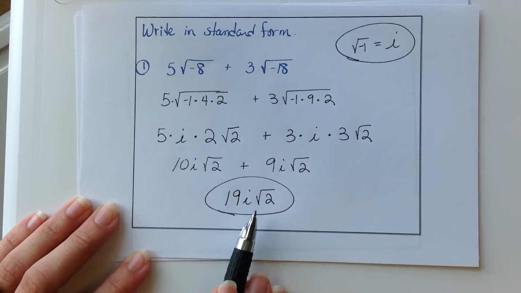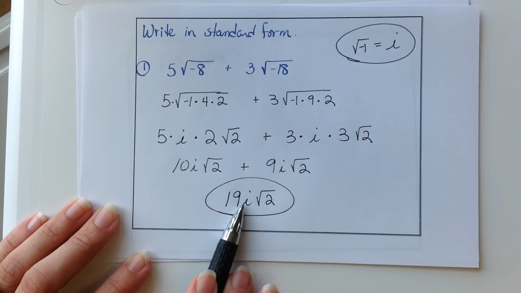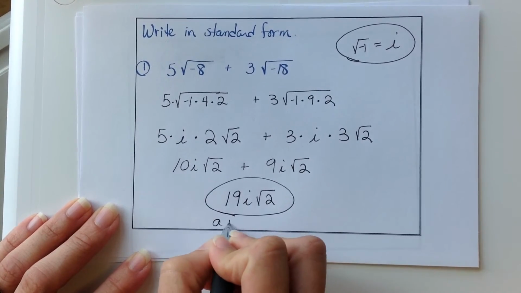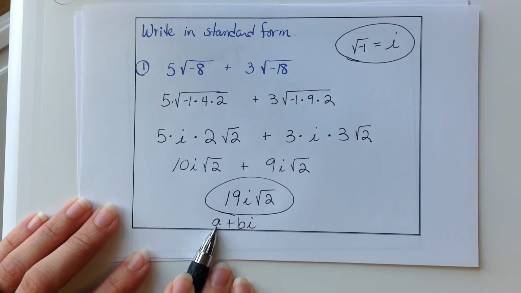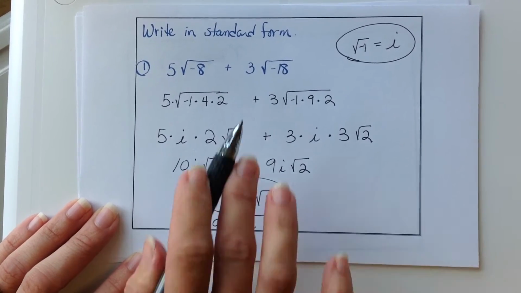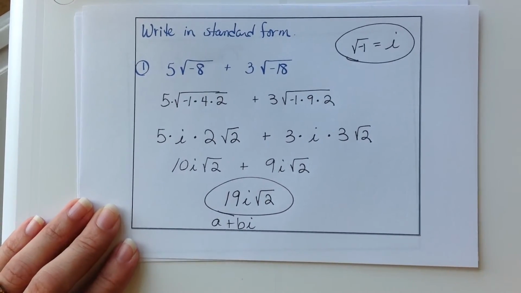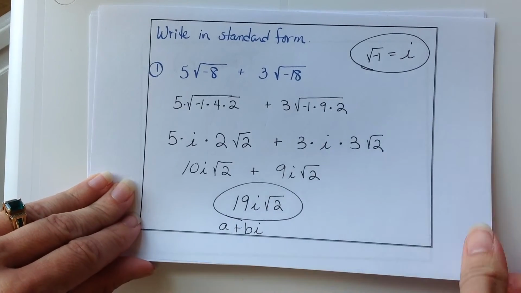Okay, now again, when you're talking about the standard form, you have just the bi. Remember, a plus bi. It's just in this case, the a happens just to be a 0. So you ending up with just this part right here is perfectly okay when it comes to asking for standard form. Okay, next.